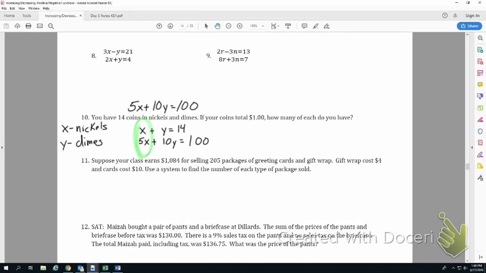Right now, do my x's eliminate? No. X plus 5x would give me 6x. What about my y's? No, that'd give me 11y. So let's try to eliminate the x's. If my bottom one is 5x, what would my top term need to be? Well, negative 5x. So I've got to multiply that whole equation by negative 5. That's going to give me negative 5x, negative 5y, and negative 70.